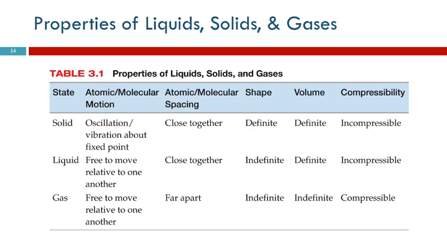So this table gives us a summary of the different properties in terms of how the atoms or molecules are moving, whether they're just moving in a fixed position or they're moving relative to each other as they are in gases and liquids. The spacing is close together for solids and liquids, far apart for a gas. And these directly impact the shape, the volume, and the compressibility of the different states. Any questions?